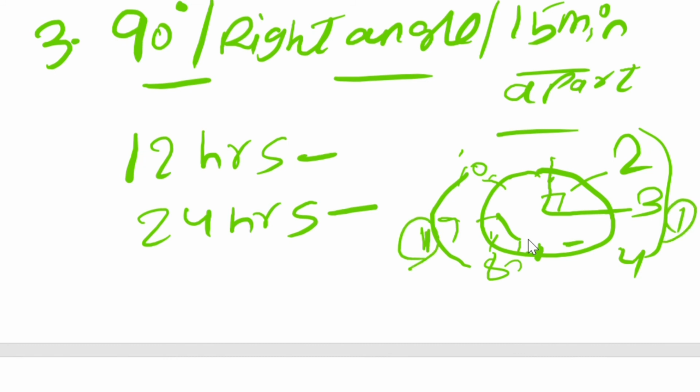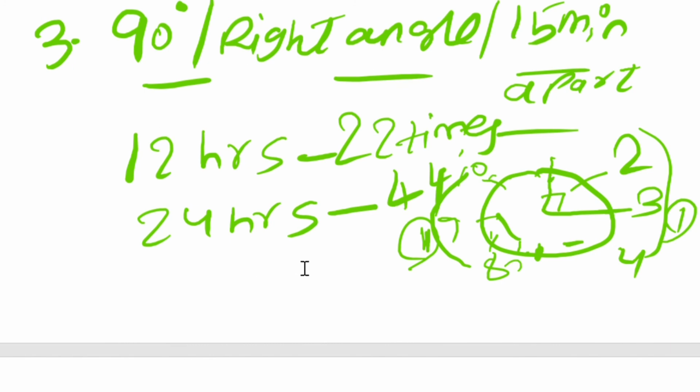So calculate this. Here 1 and 2, so 2 are less. 24 minus 2, that means in 12 hours they will form a right angle 22 times. So exactly in 12 hours they will form a right angle 22 times, which means in 24 hours they will form a right angle 44 times. So this is the solution.